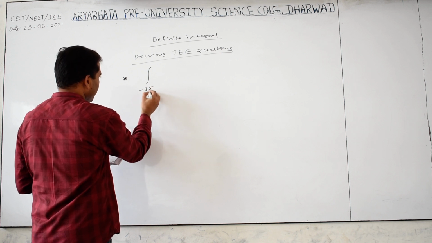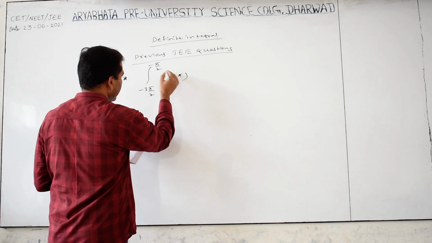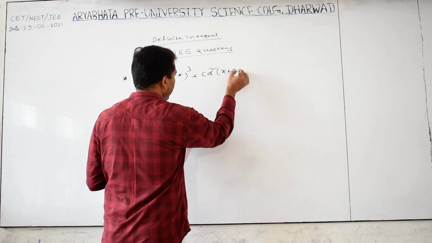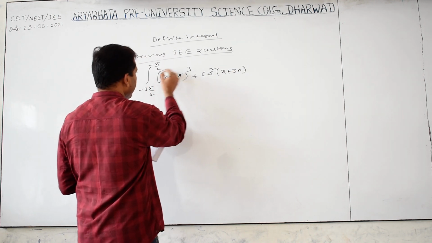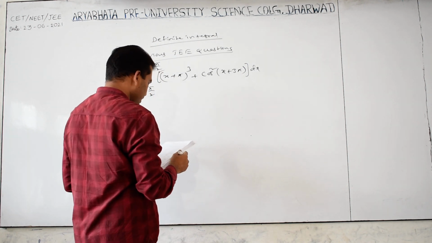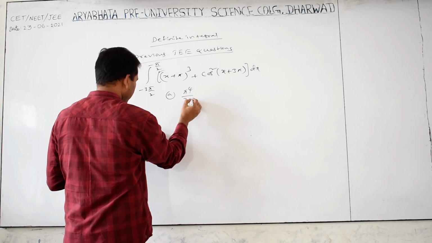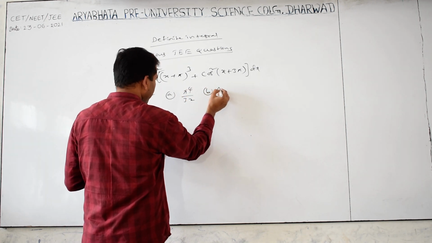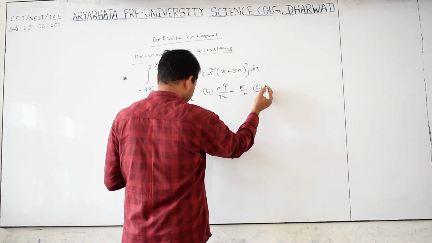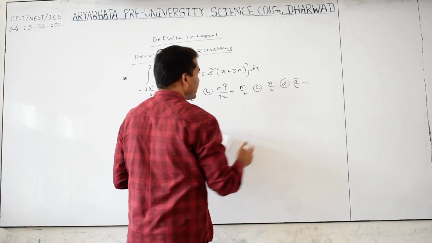Integration from minus 3 pi by 2 to minus pi by 2 of (x plus pi) whole cube plus cos square (x plus 3 pi) dx is equal to: option A, pi power 4 by 32; option B, pi power 4 by 32 plus pi by 2; option C, pi by 2; option D, pi by 2 minus 1.